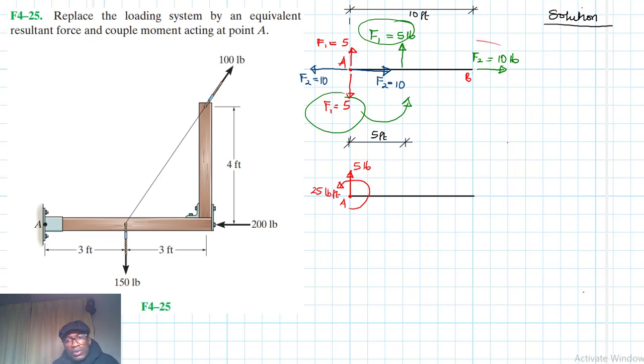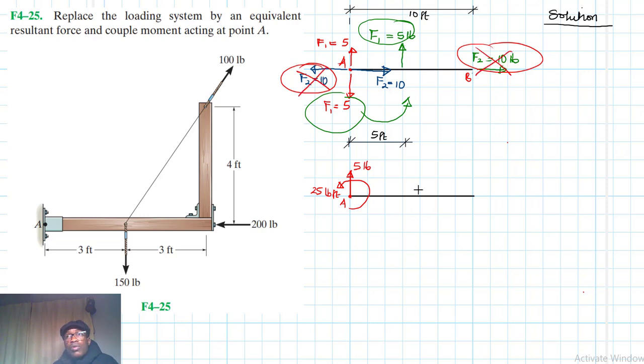So we are going to leave this one, we are going to leave this one, and we assume that this and this is supposed to create a couple moment. But since these are in the same line, they are collinear, the perpendicular distance between them is 0, right? Therefore, there is not going to be any couple moment. So these two are just going to cancel, this one and this one, right?